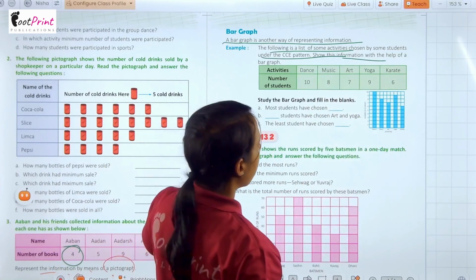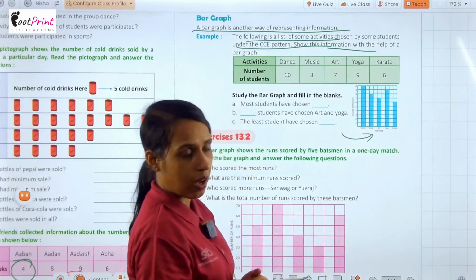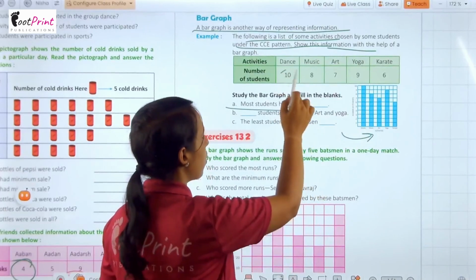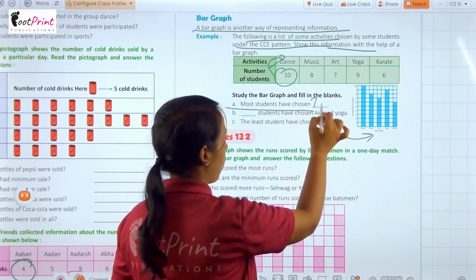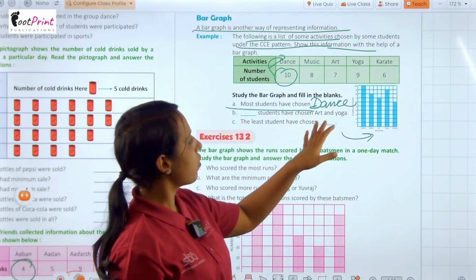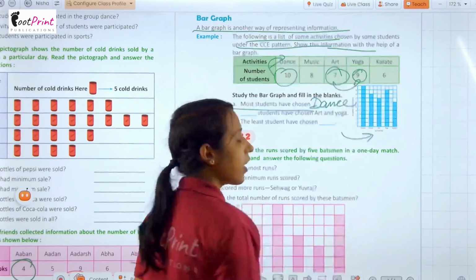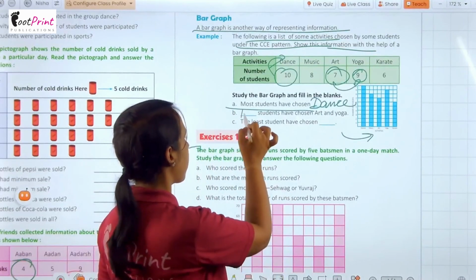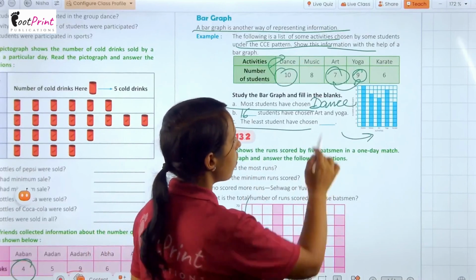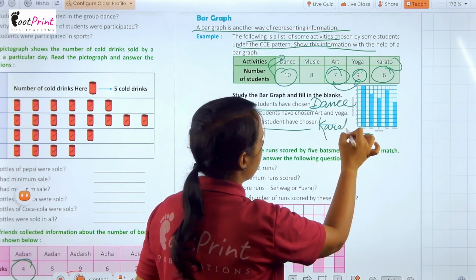सो हमें इसको स्टडी आउट करना है और इसके बेसिस पे ये बार ग्राफ बना हुआ है। अब most students have chosen, तो सबसे ज्यादा स्टूडेंट ने क्या चूज़ किया है? डांस, so here we write dance. Then blank students have chosen art and yoga. आर्ट के कितने बच्चे हैं? 7 और योगा के हैं 9, 7 9 16. So here we can write 16 students total. The least students have chosen, सबसे कम है ये 6, that is karate. So here we write karate.